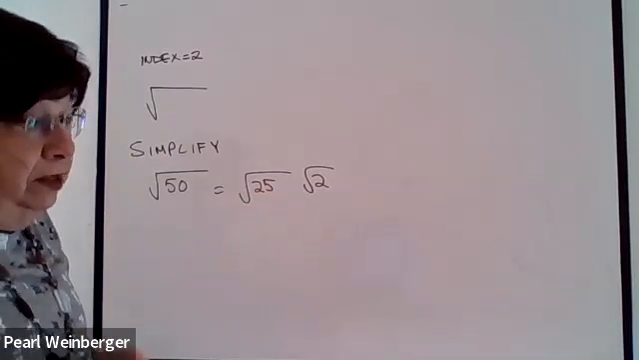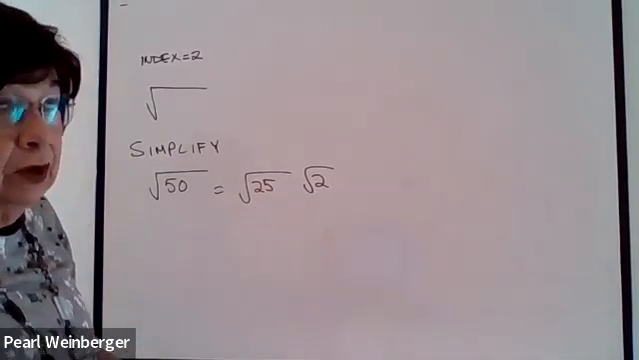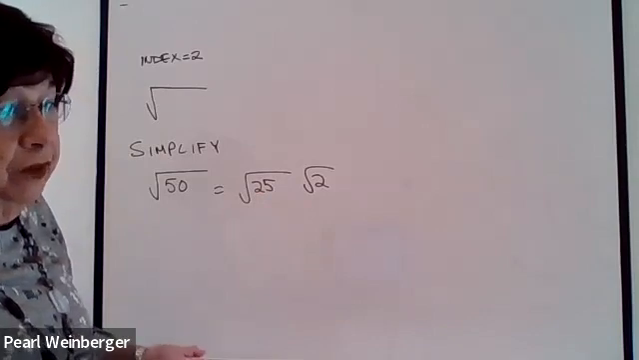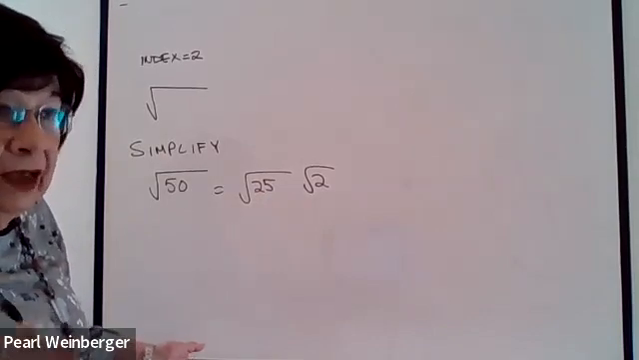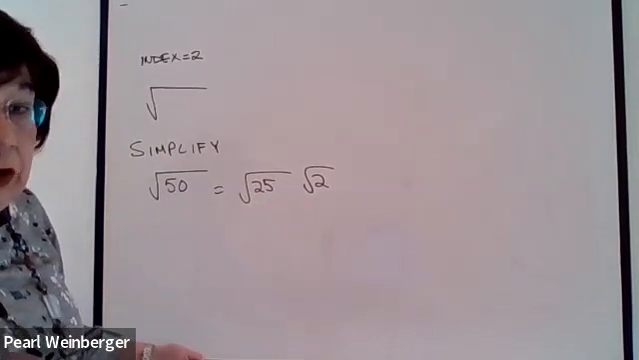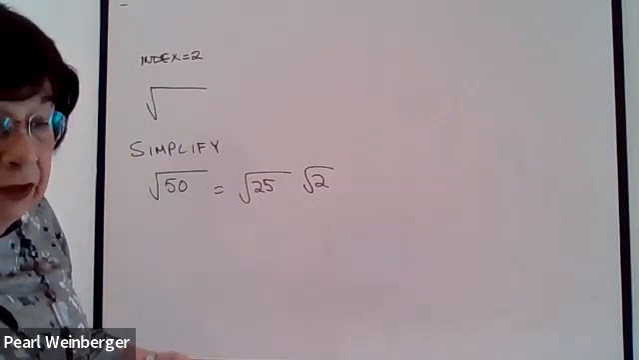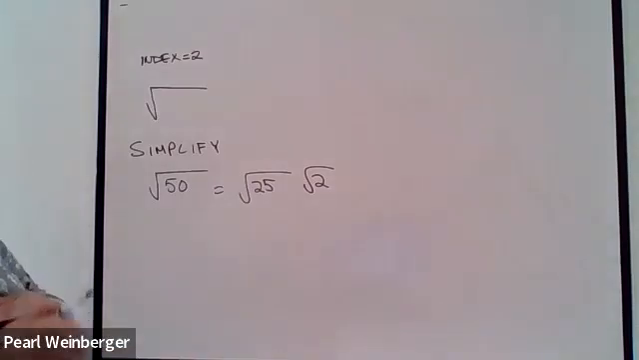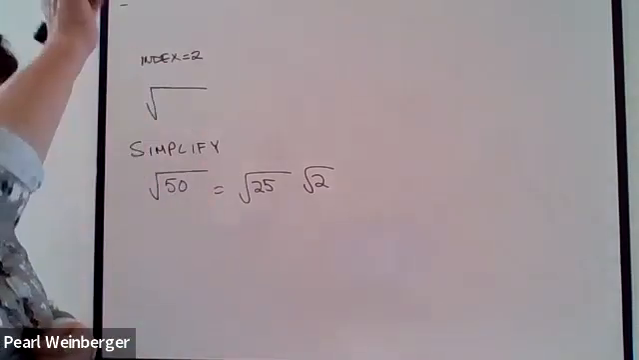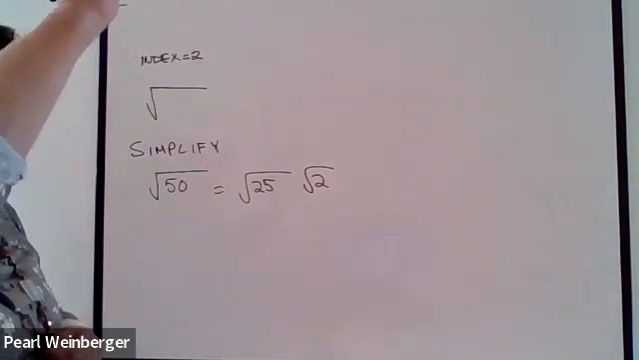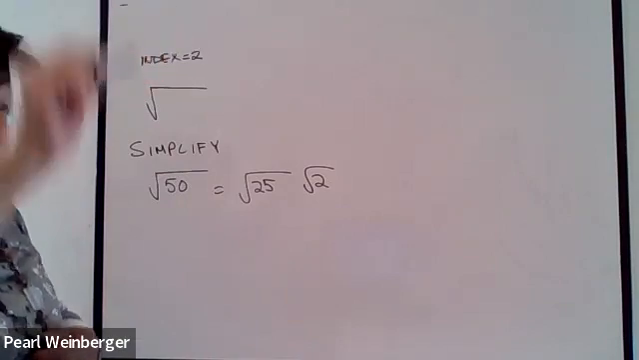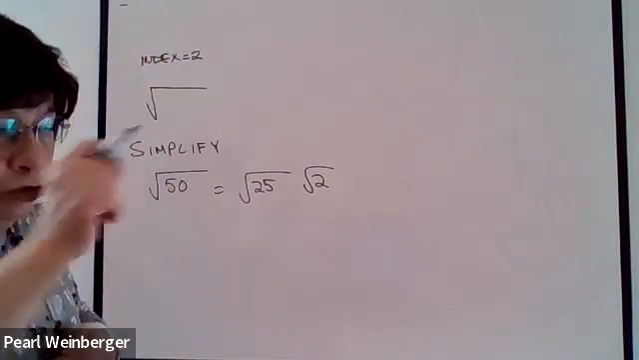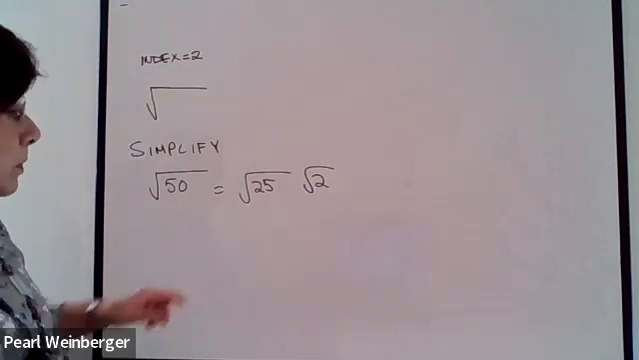Now you should recognize the numbers 1 through 12 as perfect squares. In other words, if I gave you 81, you should know that the square root of 81 is 9. You should know those. If you don't, make yourself a list. 1, 2 squared is 4, 3 squared is 9. Make a list and make sure you're familiar with them.